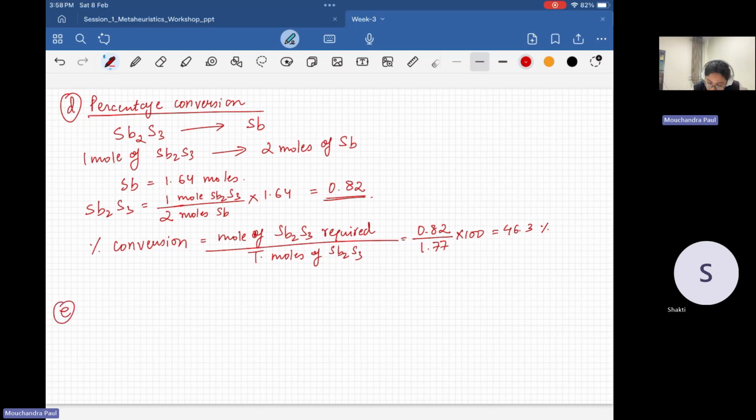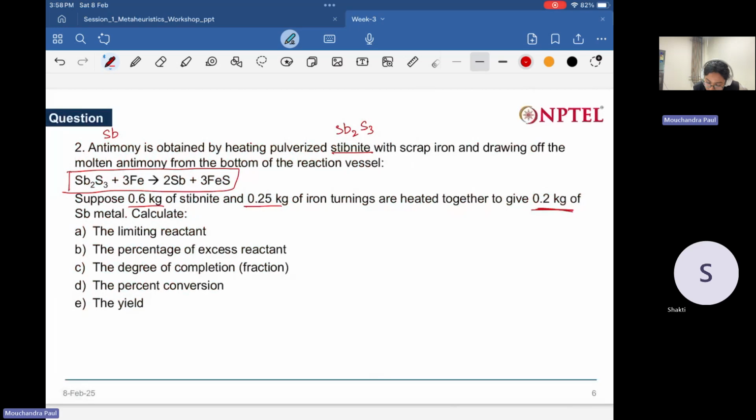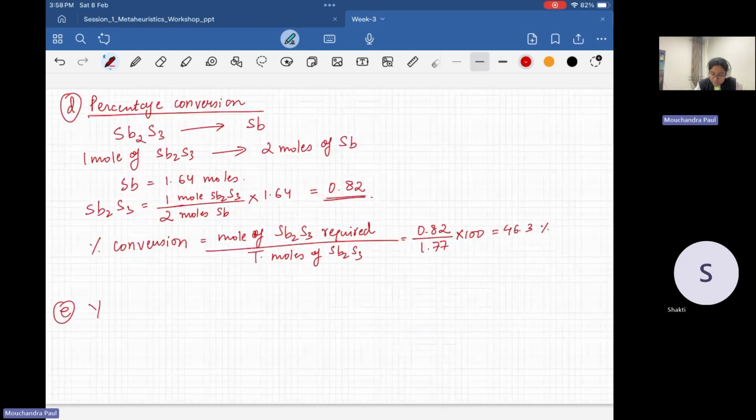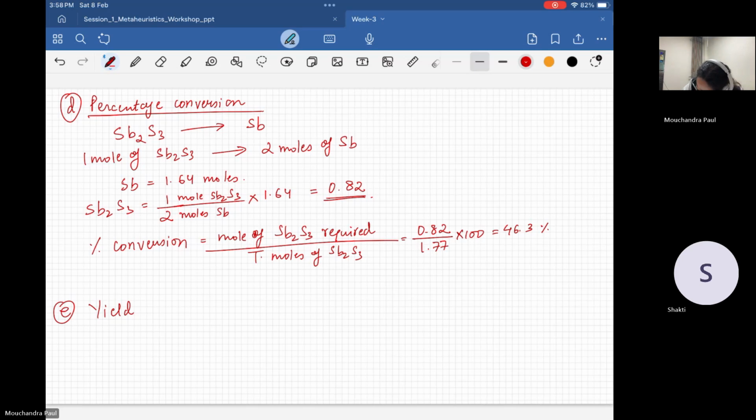All right. So the last part, E, we have to calculate the yield. So what is yield? What do you understand by yield? What do you mean by yield? Any idea? The percentage of product, final product.